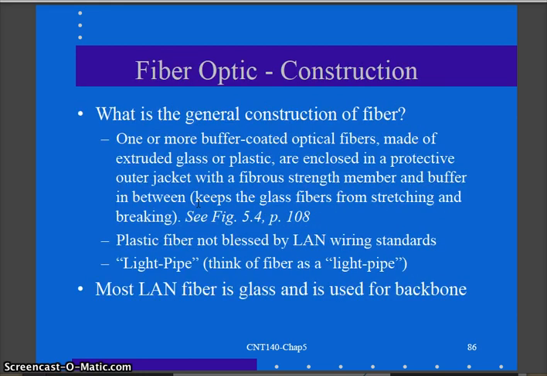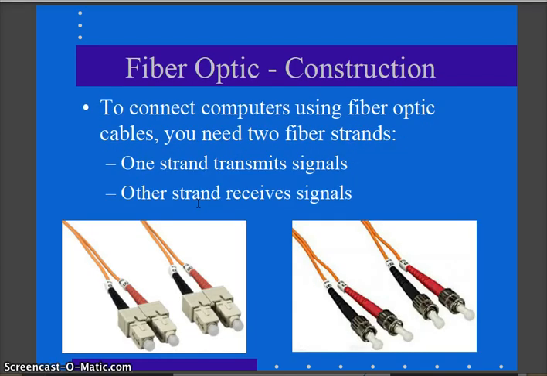All right, general construction of fiber. One or more buffer-coated optical fibers made of extruded glass, enclosed in a protective outer jacket, with fiber strength members and buffers. Okay, we're going to show you a picture of that in just a minute. There is plastic fiber out there, but it's not really blessed by the wiring standards, so most things are glass. And I like to think of it almost as a light pipe. Just keep that in the back of your brain. That's going to help with visualizing a lot of this stuff.